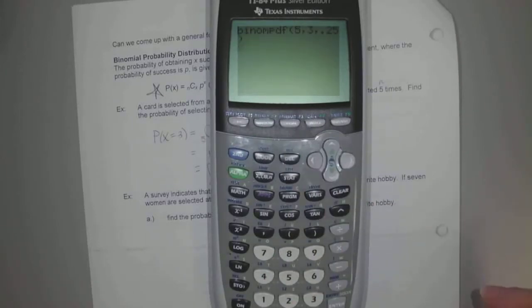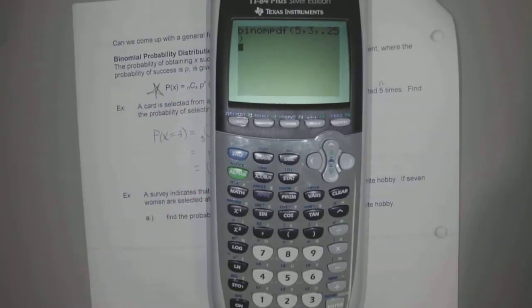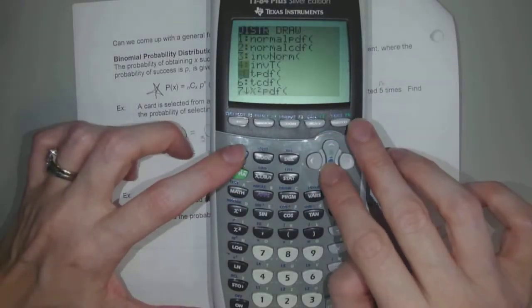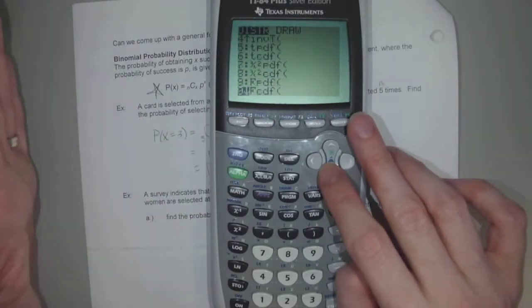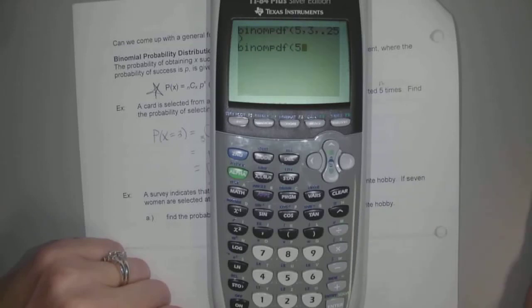Oh, what did I do? Oh, I did it in the wrong order. I lied to you. It's the P in the middle. That's my fault. I should have that blue sheet in front of me. So I hit second VARS, and I'm going to go down. Sorry, guys. Those that have the newer ones, that's one benefit: you don't have to question the order because it asks you right off the bat. So it's 5, the number of trials, and then it's P, your probability of success.